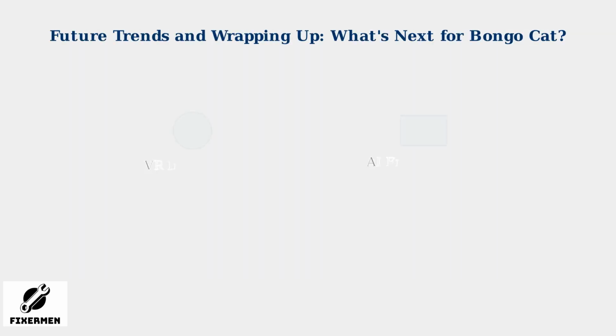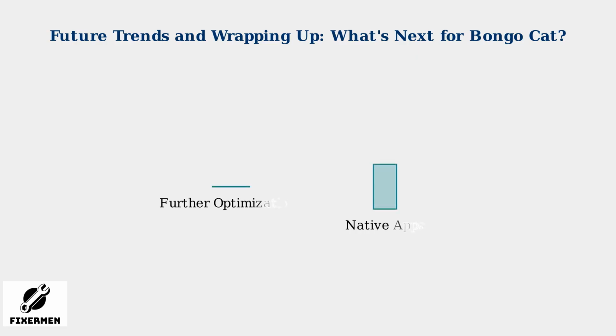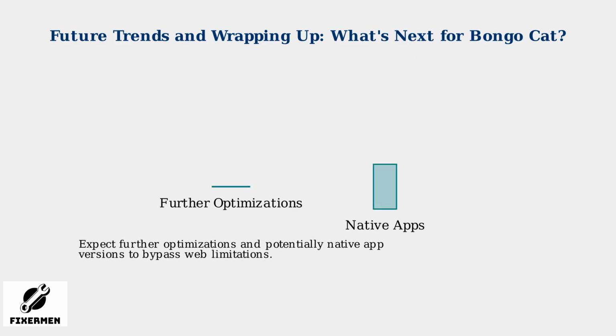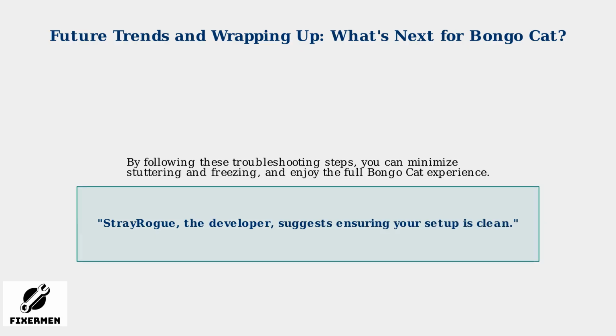Bongo Cat continues to evolve with integrations into emerging technologies like VR and AI. Expect further optimizations and potentially native app versions to bypass web limitations. By following these troubleshooting steps, you can minimize stuttering and freezing and enjoy the full Bongo Cat experience. Stray Rogue, the developer, suggests ensuring your setup is clean. Keep an eye out for community updates and future improvements.